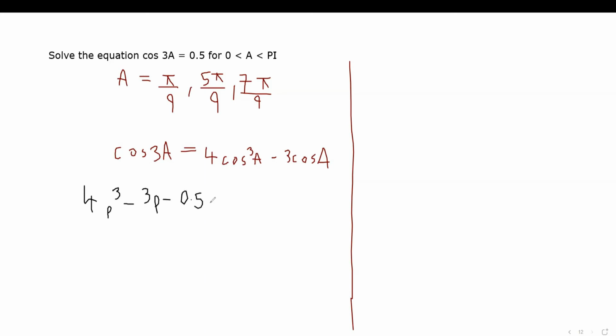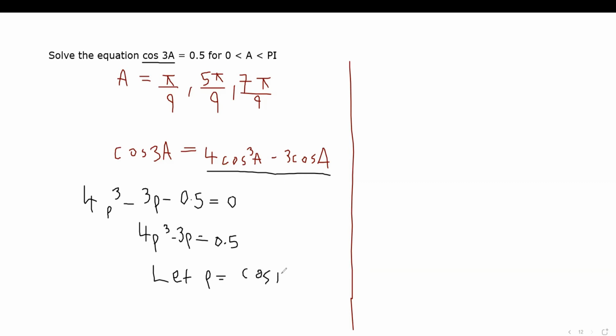They say use the results from above. So guys, look at this. If you bring over this half, it just becomes 4p cubed minus 3p equal to a half. But guys, what was a half? A half was cos 3a. And what was cos 3a? Cos 3a was 4 cos cubed a minus 3 cos a. So look what we're going to do here: let p equal cos a.